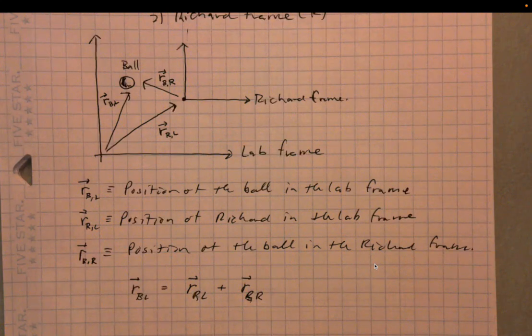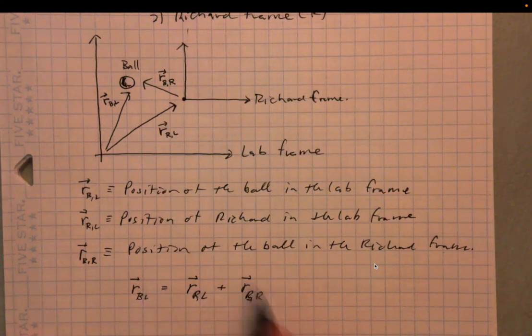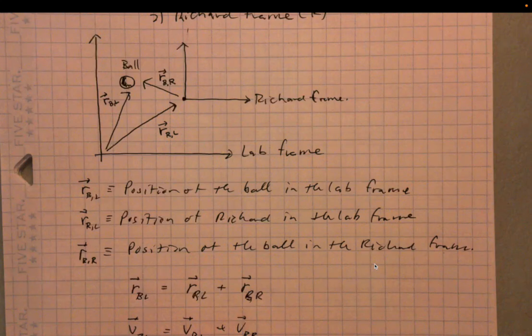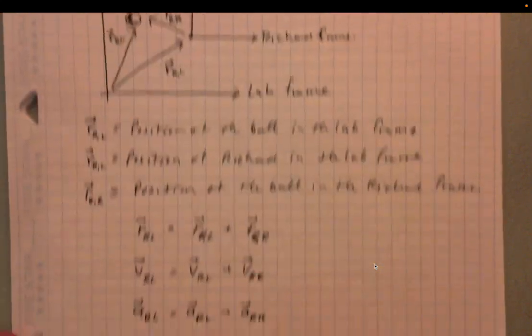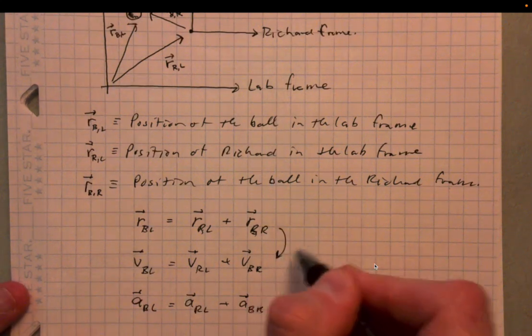Now, once you have the position relationship, you can easily derive the velocity and the acceleration just using differentiation as per usual. So this same relationship is going to hold for the velocity vectors. Velocity of the ball in the lab is equal to the velocity of Richard in the lab plus the velocity of the ball relative to Richard. And acceleration as well. Acceleration of the ball in the lab is equal to acceleration of Richard in the lab plus acceleration of the ball relative to Richard. All right, so these things are just derivatives.